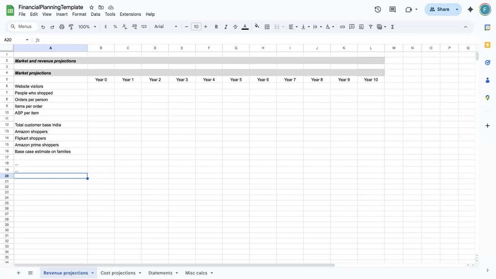So, for example, if you were looking at revenue, I've just put some line items here which can give you a sense. You could look at the number of website visitors on your website or on your app, and of those visitors, the number of people who shop, then the orders per person, the items per order, and the ASP per item, or the average selling price per item. So this is just a sample template for you to calculate your revenue. If you multiply the number of people by the orders per person, by the items per order, and then the ASP per item, you will get your total revenue that particular year.